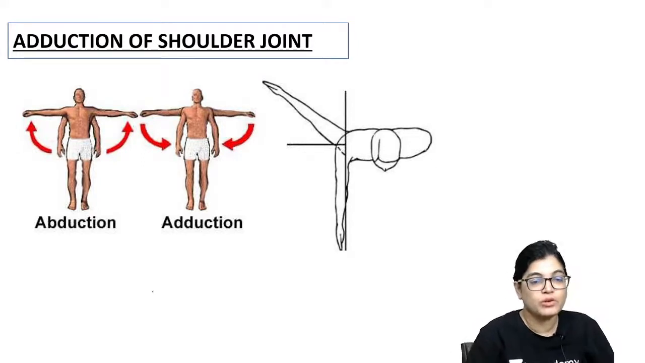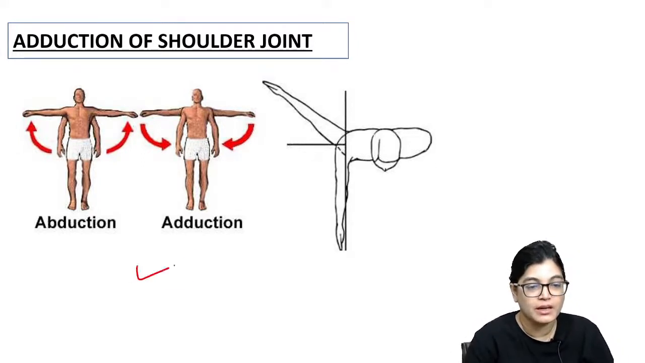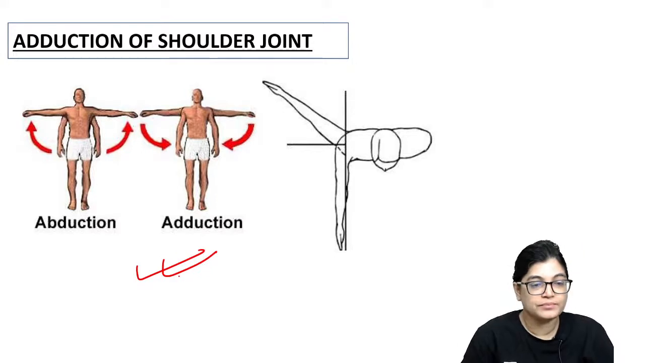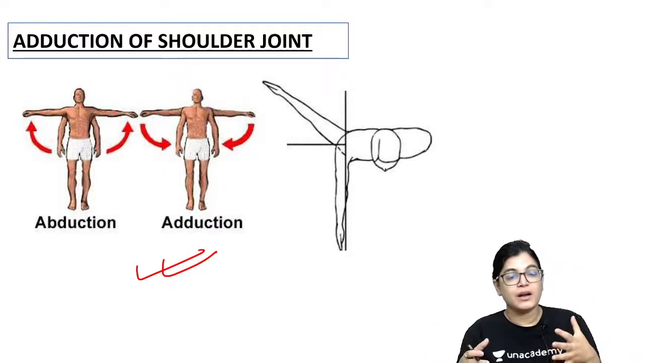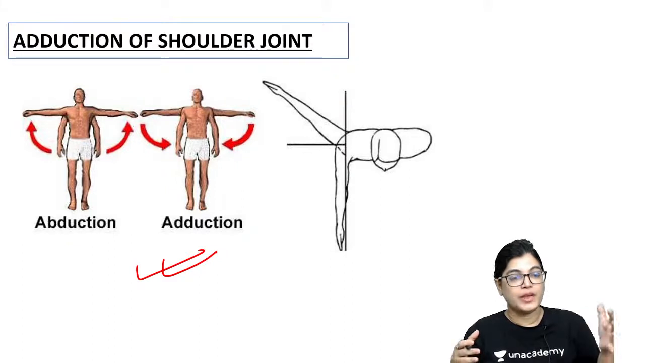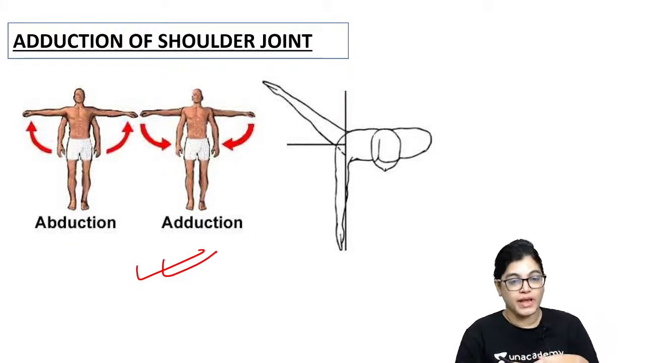See here, both adduction and abduction movements have been shown in this diagram. What is abduction? Moving away from the body. Abduction means the arm is moving away from the body, and adduction means the arm is moving towards the body, as you can see.